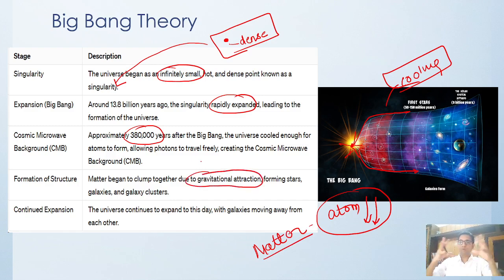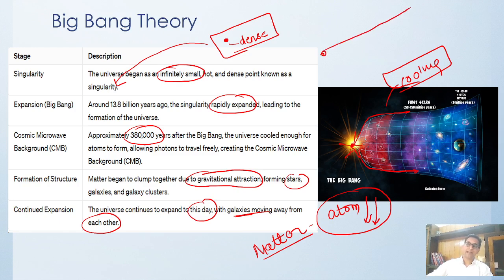As more matter gets attracted and more gravitational pull is created, it led to the formation of stars, galaxies and clusters, right? And right now it is still expanding and the galaxies are moving away from each other. That means this was a point, it expanded, and things are moving in an open area, going further and further. This is the Big Bang theory that we have discussed.